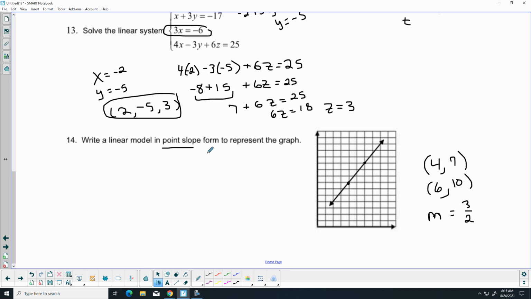So then just choose a point. I'm going to choose 4, 7. You could choose either one. So y minus y1 equals m times x minus x1. Now, if you wrote them in point slope, either point can be used. They might look a little different, but if you simplify them, they're going to look exactly the same.